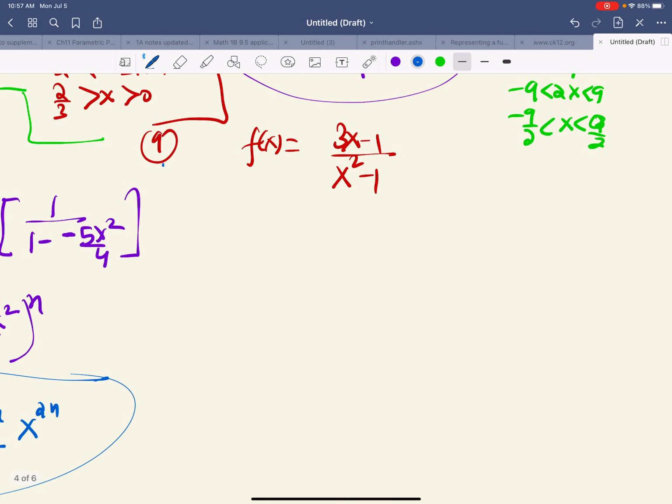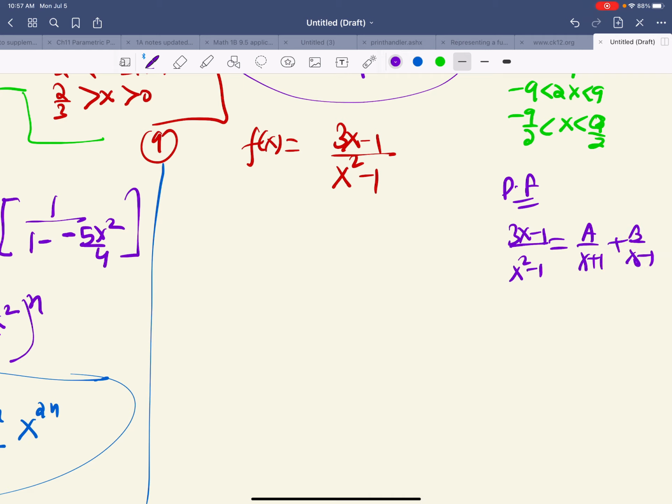Okay, one more example. Number 9. F of x equals 3x minus 1 over x squared minus 1. I do have a bottom heavy polynomial, so I'm going to go ahead and do a partial fraction. First of all, I'm going to multiply everything. A times x minus 1, multiply everything. 3x minus 1 is equal to a times x minus 1 plus b times x plus 1.